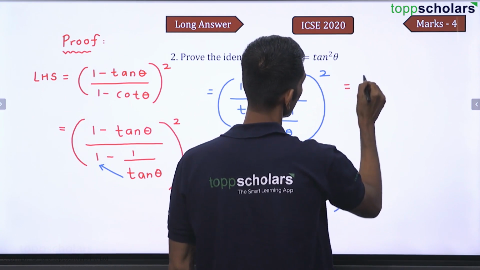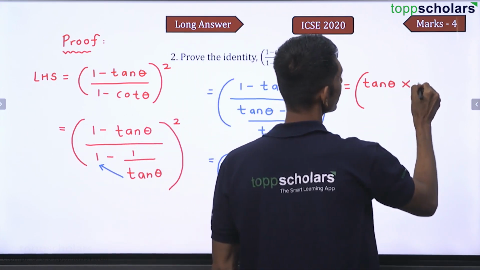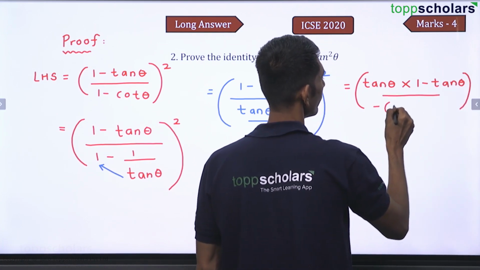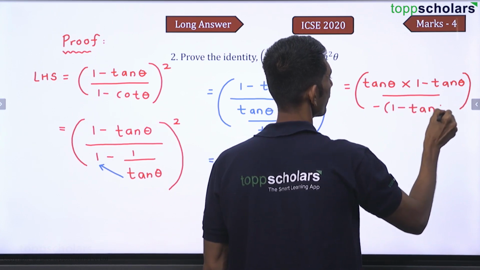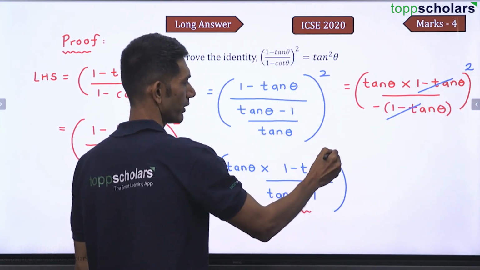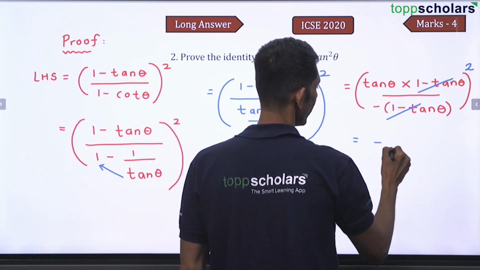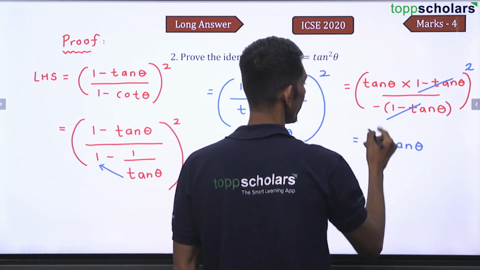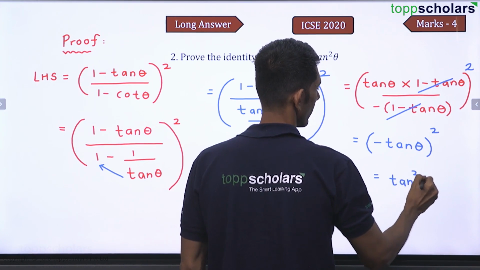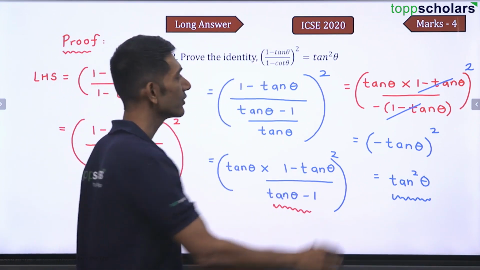So this is further equal to tan theta into 1 minus tan theta by minus of 1 minus tan theta. 1 minus tan theta gets cancelled, and here we have a whole square if you see, because we have not expanded the bracket, and then ultimately you get minus of tan theta, because this minus sign is there, the whole square, and that is nothing but tan square theta. And what is tan square theta? Tan square theta is your RHS.